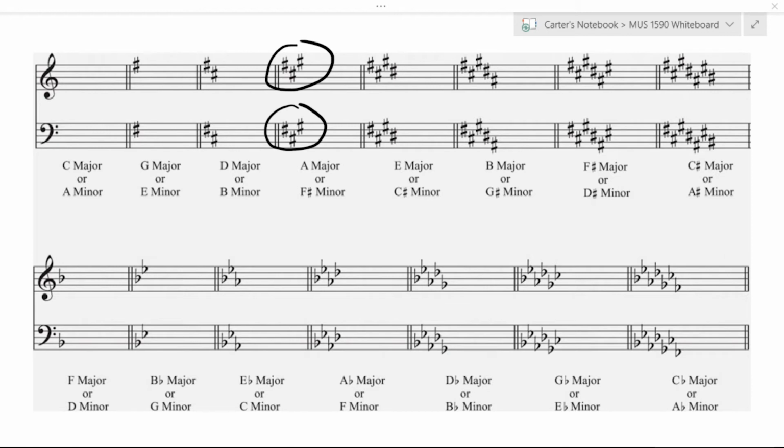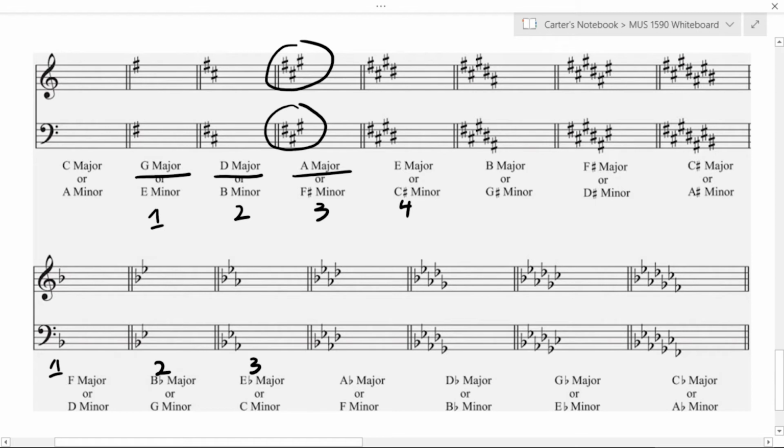So you will notice that the first key signature that requires only one sharp would be G major. The next one would be D major, A major, and so on. And you'll notice that as we move upward, we add one more sharp each time: 2, 3, 4. The same thing down here in the key signatures created via flats. We begin with one flat for F major, and then two flats for B flat major, 3 for E flat, and so on.